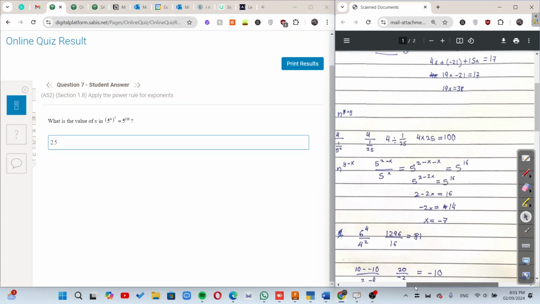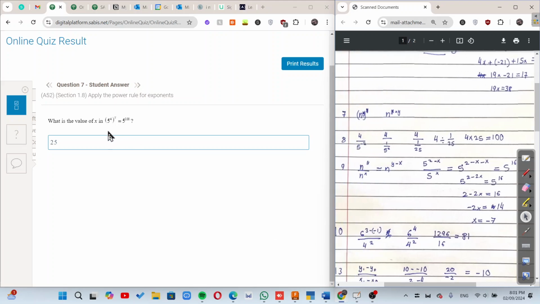Okay, so the next question is pretty easy. You have to use the law that x to the power of y equals x times y. So 4 to the power of x equals 100. So 4 times x equals 100. 100 divided by 4 gives you 25. It's pretty easy, this question.